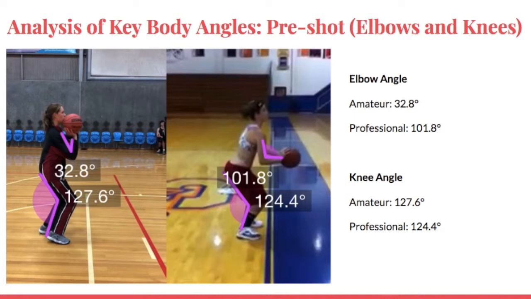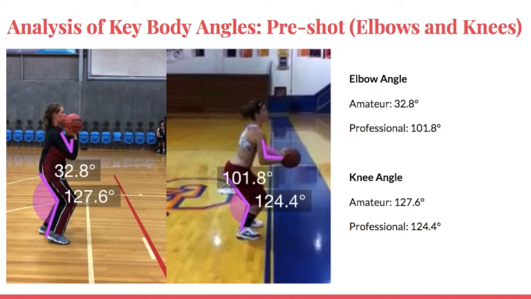The optimum angle for a shooting elbow is a right 90-degree angle. This makes it easier to release the ball in one smooth, fluid motion, therefore maintaining constant power behind the ball. In the professional shot, the angle of the shooting arm, 101.8 degrees, is relatively close to that of the optimum angle. However, in the amateur shot, the angle is too acute to be ideal, 32.8 degrees. In this case, the amateur would need to bring their arm back down before going up in their shot, disrupting the motion of the shot.